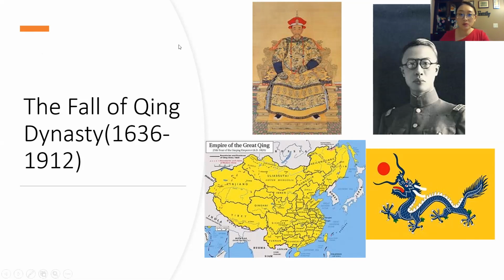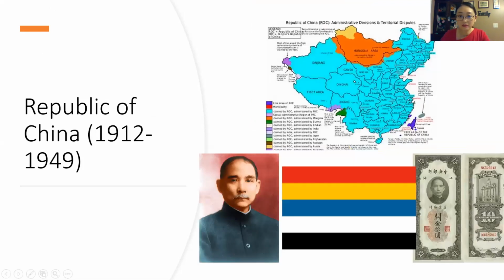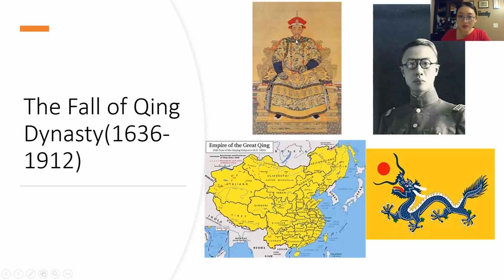Here, if you look at the PowerPoint, you can see this is the first king, and this is the last king of the Qing dynasty. And this is the map of the empire of the Great Qing. If you look at this part, when we go on to the next slide, you will know this part is smaller. This is the symbol of the country.